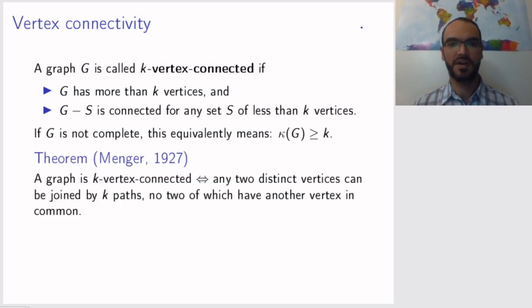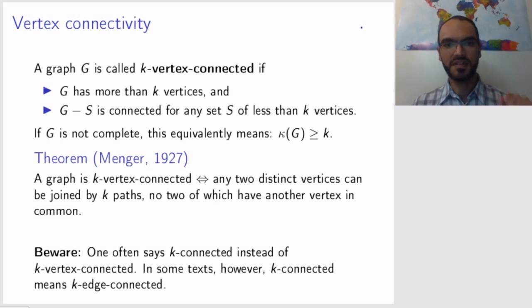Menger, who was apparently very fond of these things, also formulated a similar theorem for vertex connectivity. So a graph is k-vertex connected if any two distinct vertices can be joined by k paths that have no vertices in common between any two of them, except the start and end vertices, of course. So remember, k-edge connected was equivalent to the existence of k paths that were edge disjoint, and now we want our k paths to be vertex disjoint.